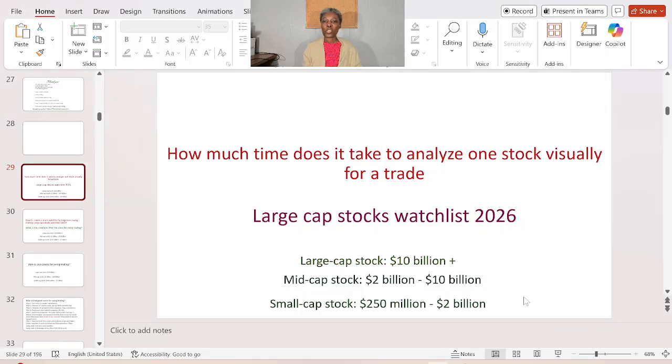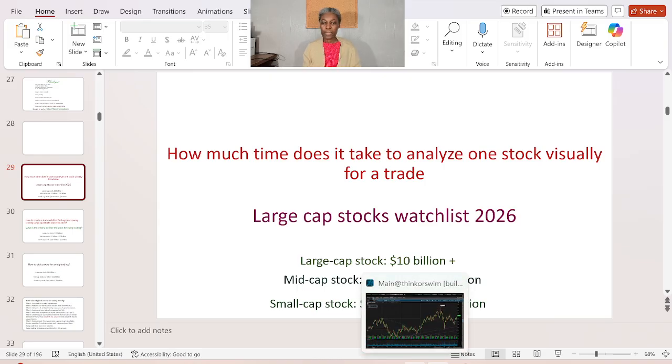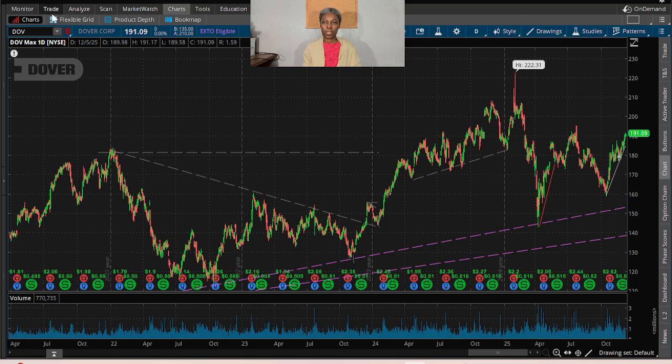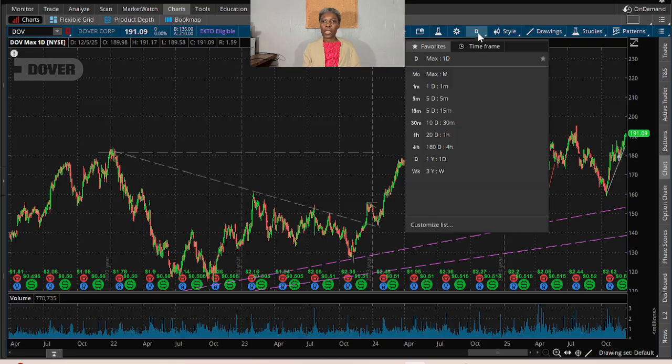Hello, how much time does it take to analyze one stock visually for a trade? Well, let's take a stock here for instance. We have DOV here. So you'll use the maximum daily chart.